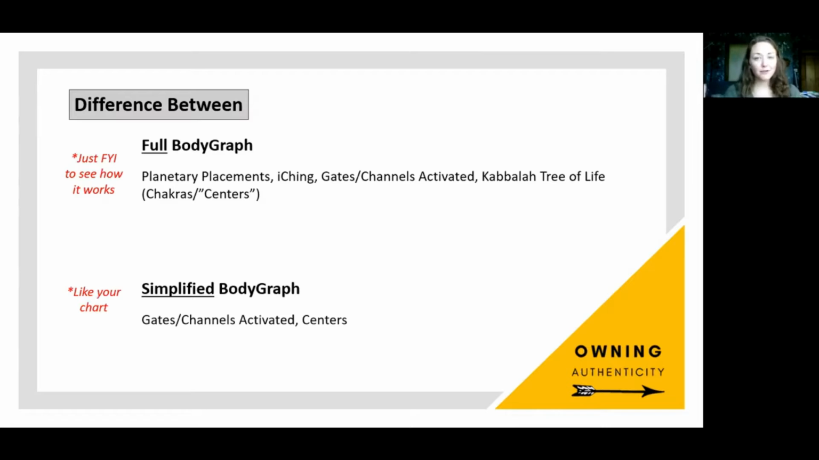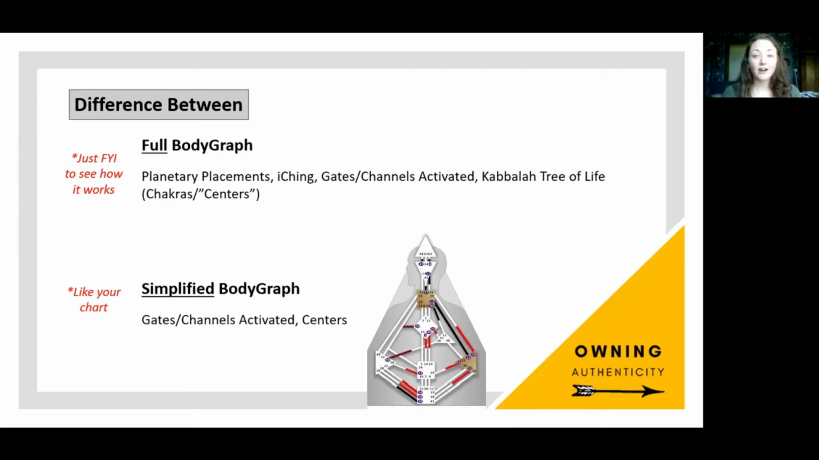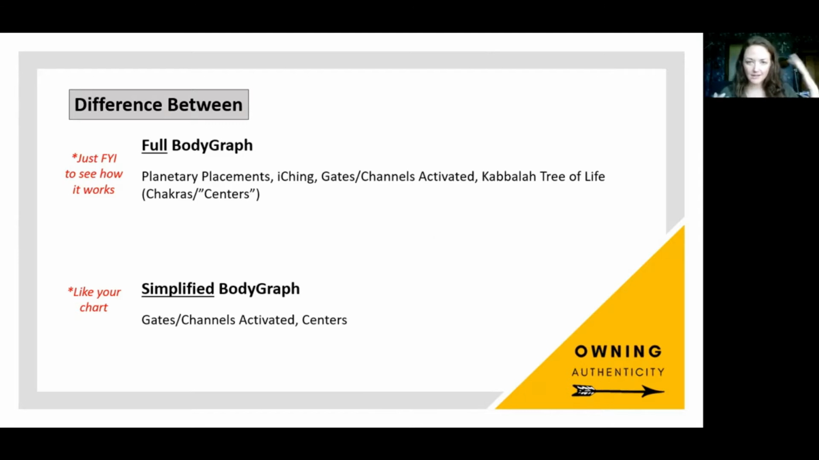What you have in front of you, if you pulled it from the site I gave you, is the simplified body graph. And I am going to show the full body graph just so you can see more into how all of these different things come together. When I say different things, we're talking about planetary placements, which is like ancient Vedic astrology, the I Ching, the gates and channels system, and the Kabbalah tree of life, which are the chakras or the energy centers, which are what we're going to look at today.